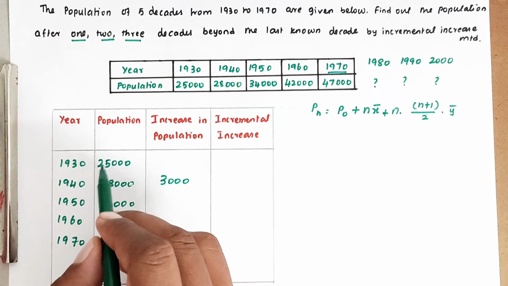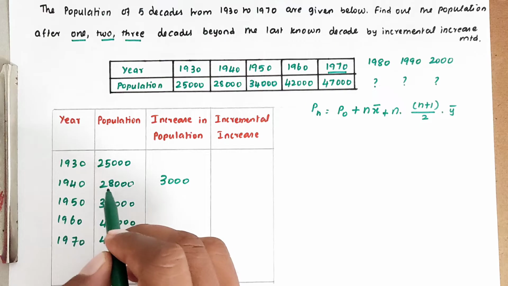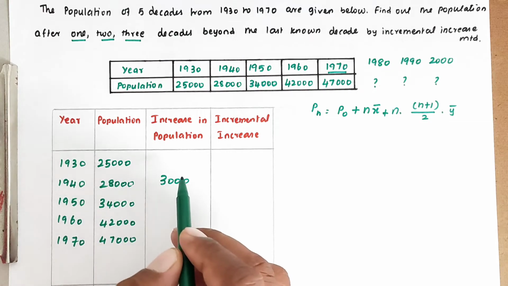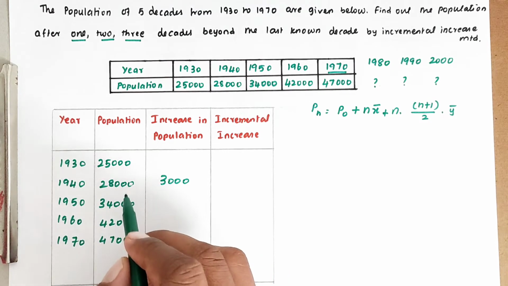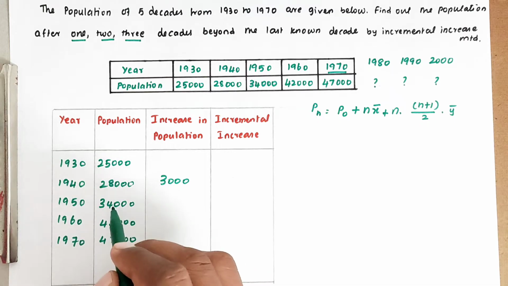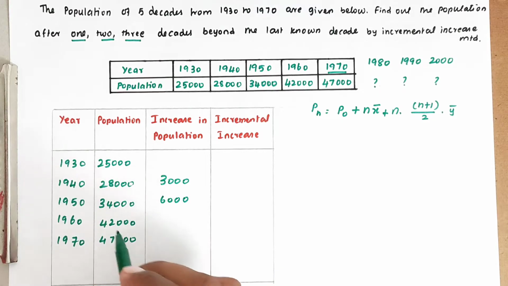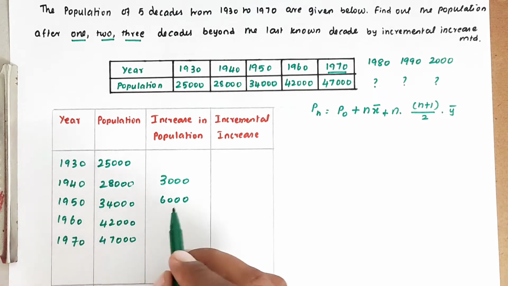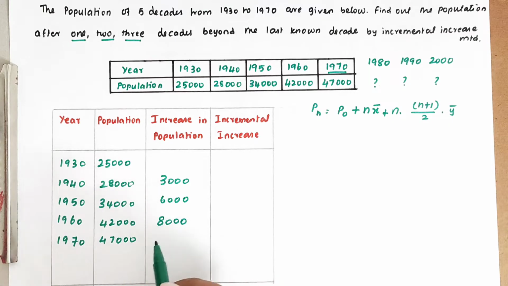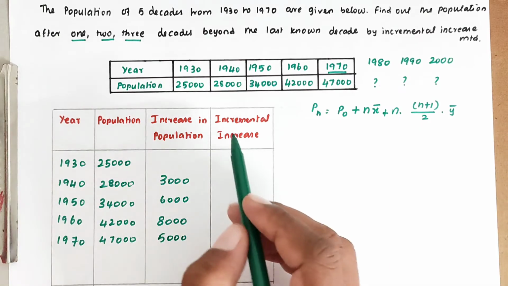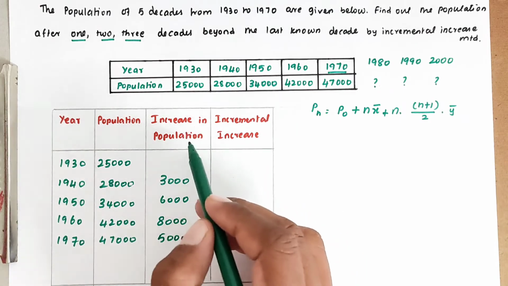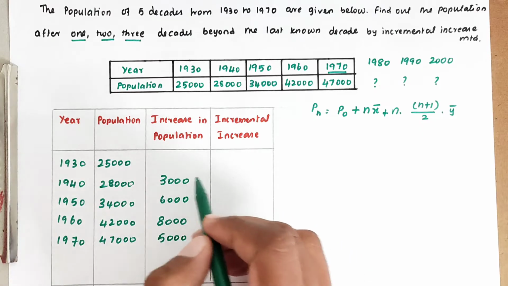From 25,000, in one decade it increases to 28,000, so the population increase is 3,000. Then 28,000 becomes 34,000, so the increase is 6,000. Then 42 minus 34, the increase is 8,000. Then 47 minus 42, the increase is 5,000.